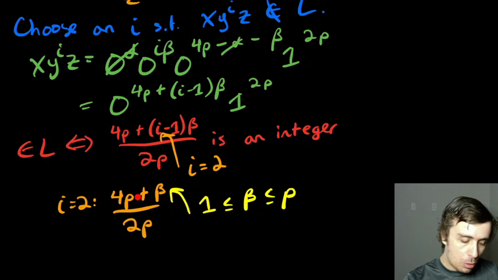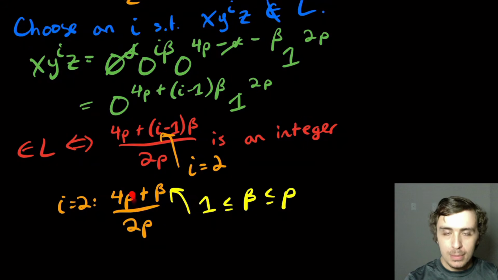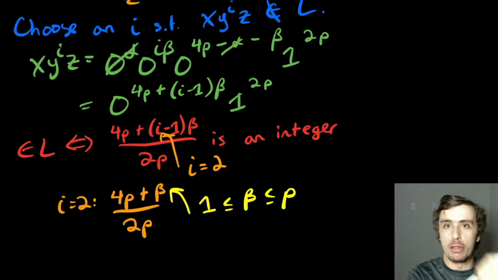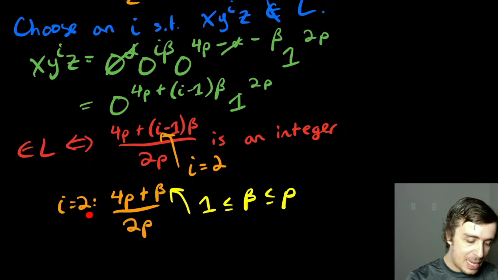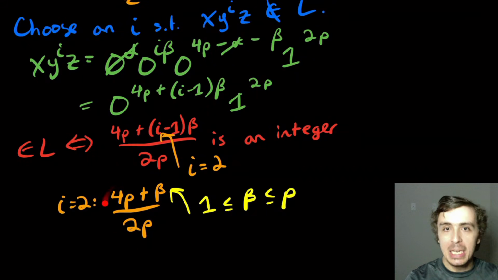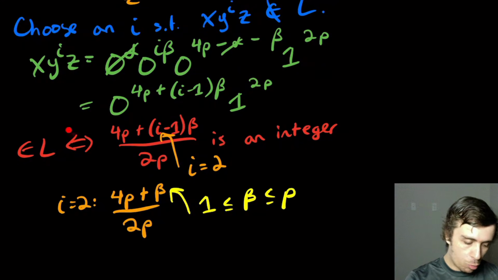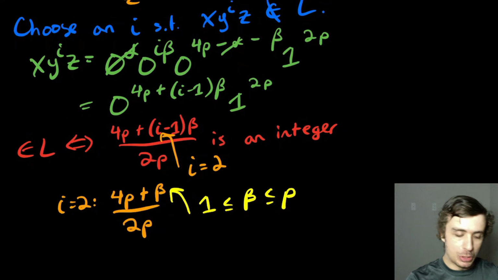So here, the only way that this could really be an integer is if beta is equal to 2p, because it can't be 0 according to this, and so the next higher point would be 2p for beta, because then this would reduce to 3. If beta was 0, this is 2, and there's no number in between 2 and 3. So therefore, if we pick I equal to 2, no matter what beta is, this thing is not an integer, and so therefore we are not in the language as a result of that.